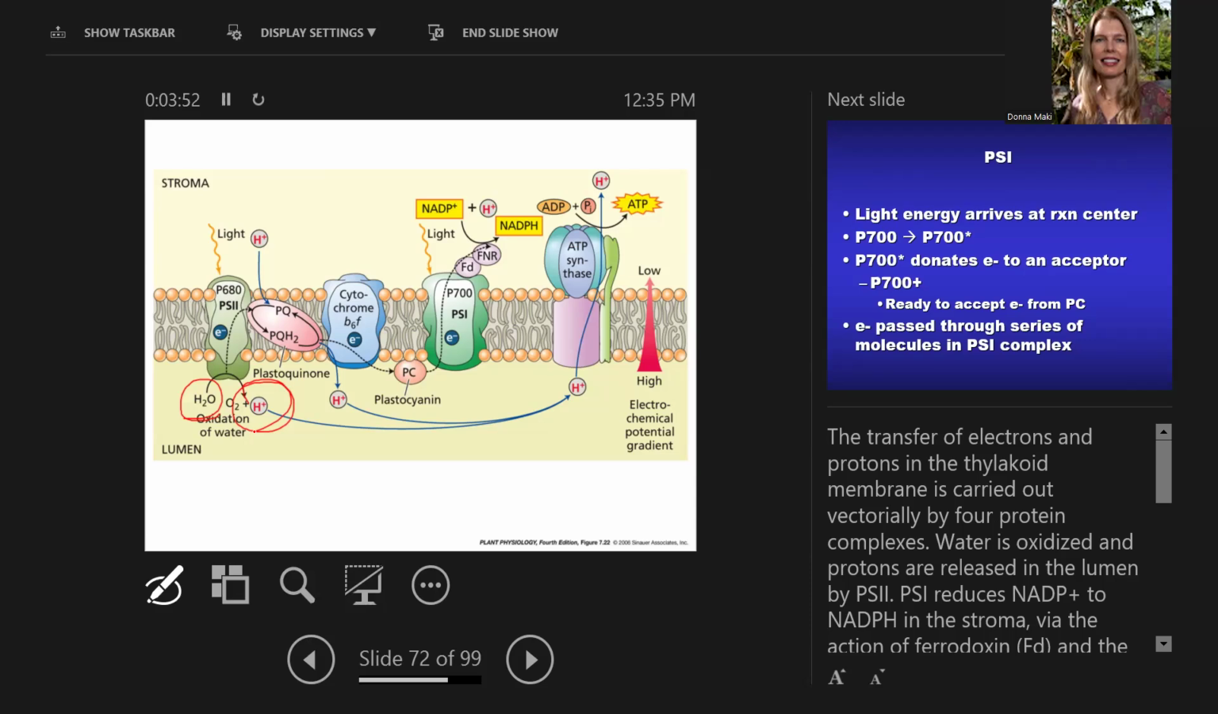And so you get this gradient where that's going to create a situation where the protons want to diffuse back, chemically speaking, and they have to go through the ATP synthase. And there's your phosphorylation event right there.